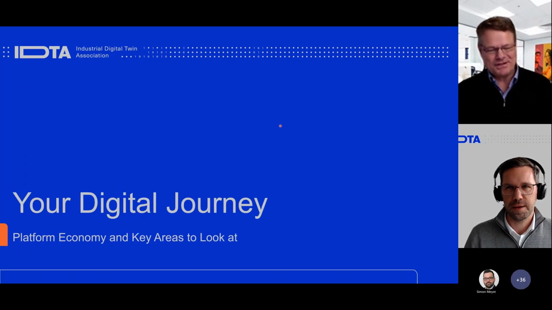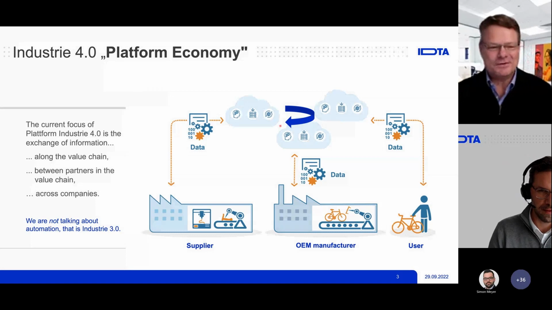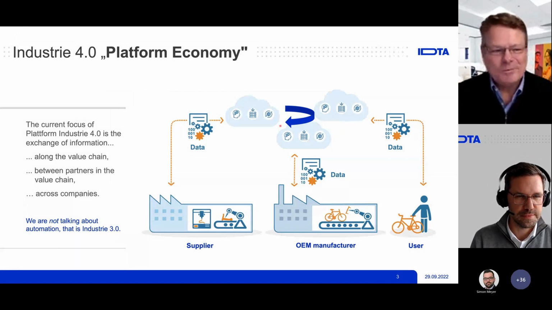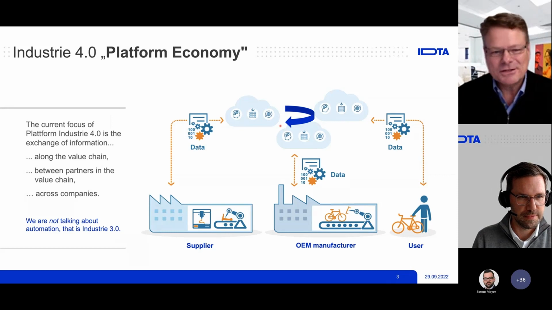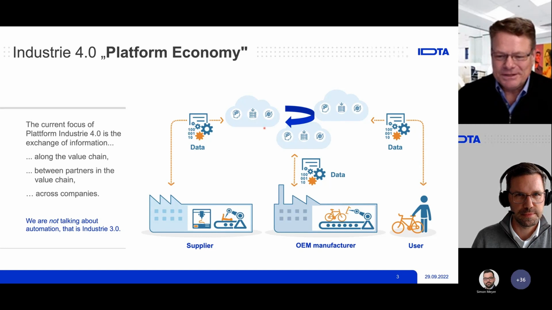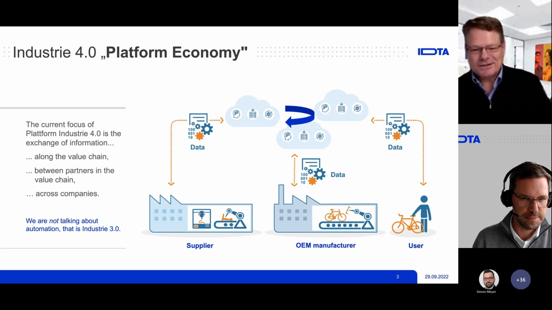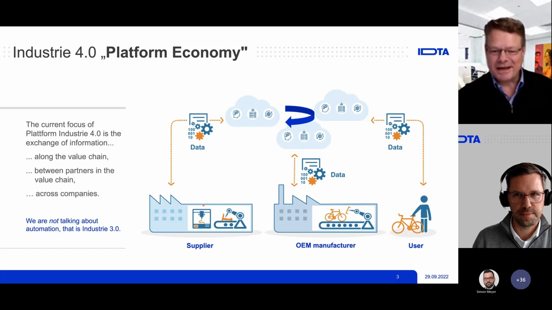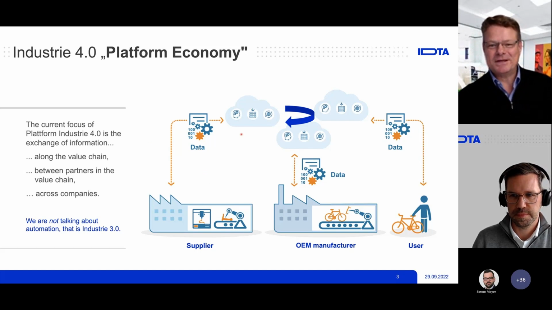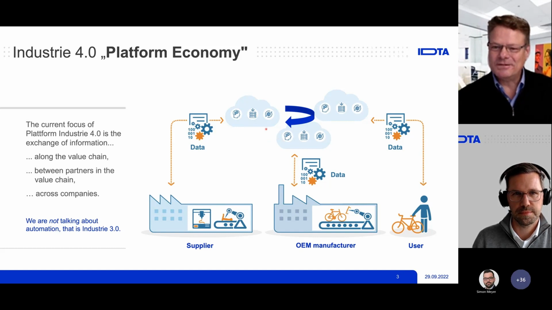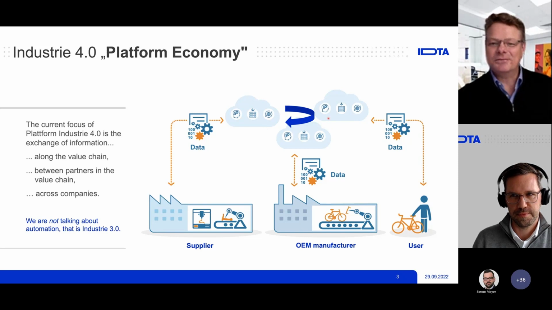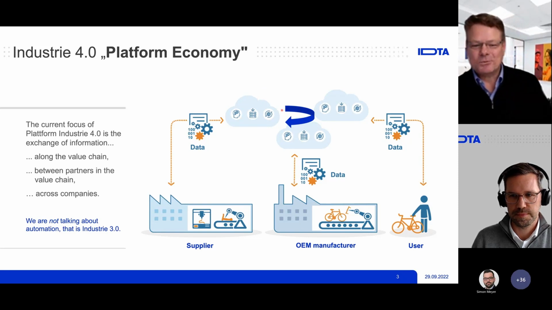First, digital journey. So if we are looking into platform industry 4.0, we have a certain focus, which is the exchange of information along the value chain. So here you see a value chain simplified. You have a supplier, you have an OEM manufacturer, and you have an end user. Each of these value chain partners has their own data worlds. They maybe have their own cloud already out there. And our question is, how do you exchange information between these data worlds?